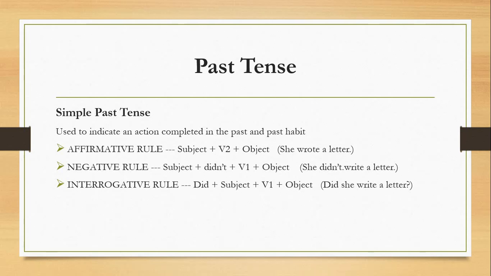We cannot write she didn't wrote a letter. That is wrong. We have to write she didn't write a letter. Interrogative: did plus subject plus V1 plus object. Did she write a letter?